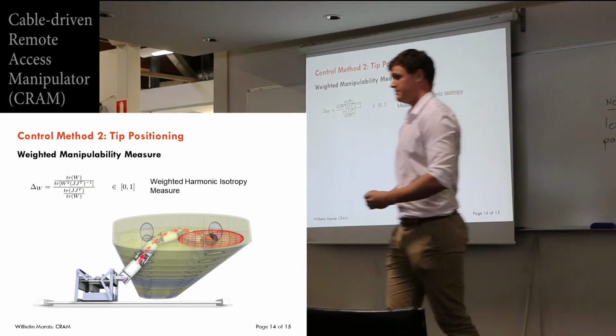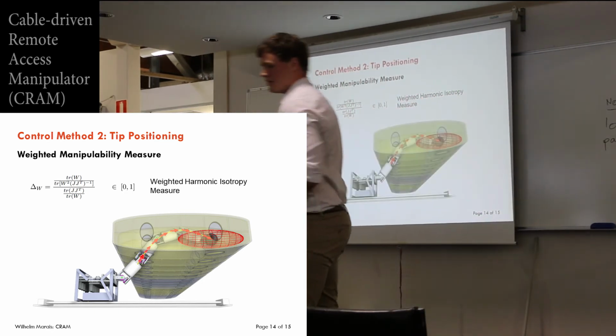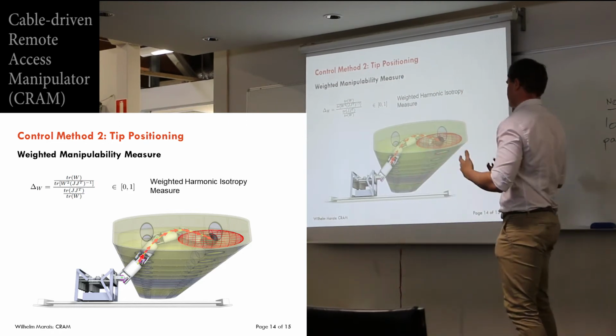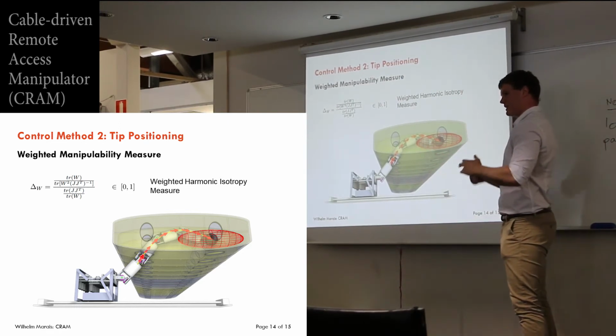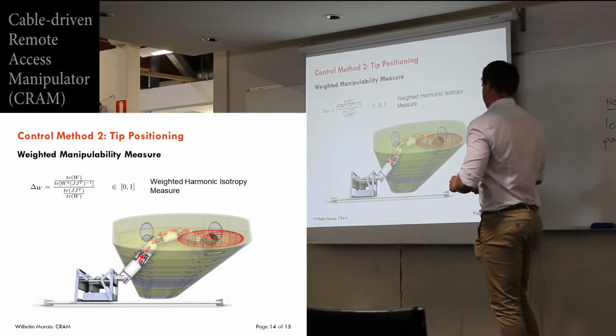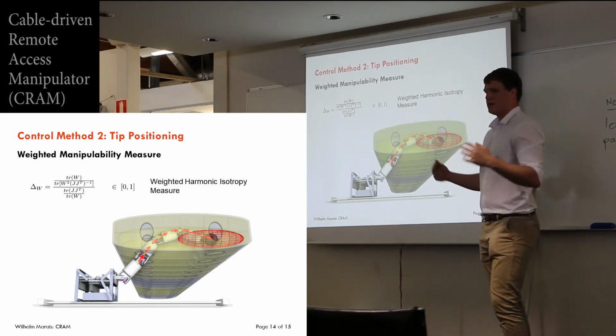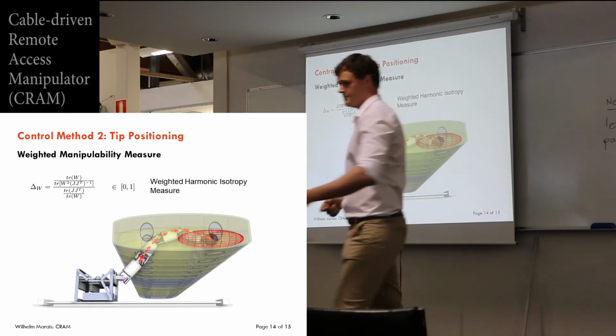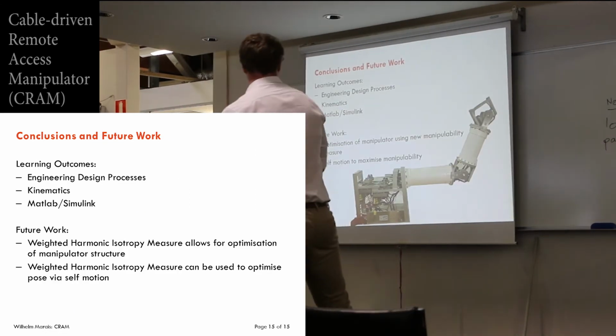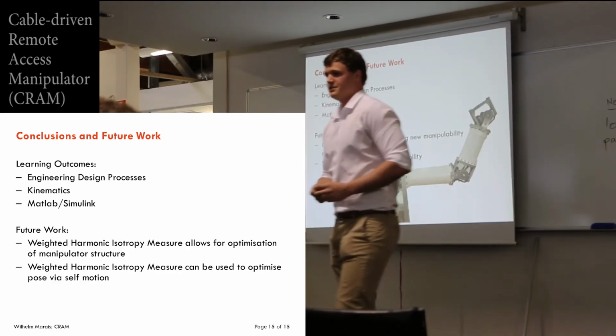Now we can extend the new measure to include a weighting factor, so it becomes the weighted harmonic isotropy measure. And this allows us to define our desired velocity ellipsoid for the manipulator. And then we can optimize its pose and achieve super reliable motion in these confined spaces by tuning our damping based on the characteristics that we want. I think I'm probably out of time, so does anyone have any questions?